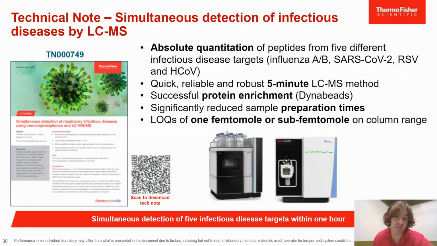The data was then published as a technical note, which demonstrated absolute quantitation of peptides from 5 different infectious disease targets, so influenza A and B, SARS-CoV-2, RSV, and human coronavirus. This was done within a quick, reliable, and robust 5-minute LC-MS method, and used protein enrichment by Dynabeads, which significantly reduced sample preparation time to less than an hour. LOQs were either at 1 femtomole or sub-femtomole on column range, showing exceptional detection limits to simultaneously detect peptides from 5 different infectious diseases within 1 hour.